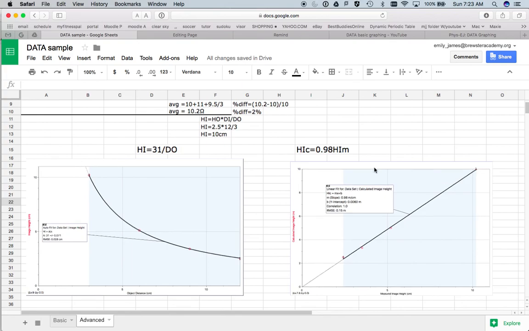You can use this kind of a graph to say how close did your calculations come to matching your measured values.